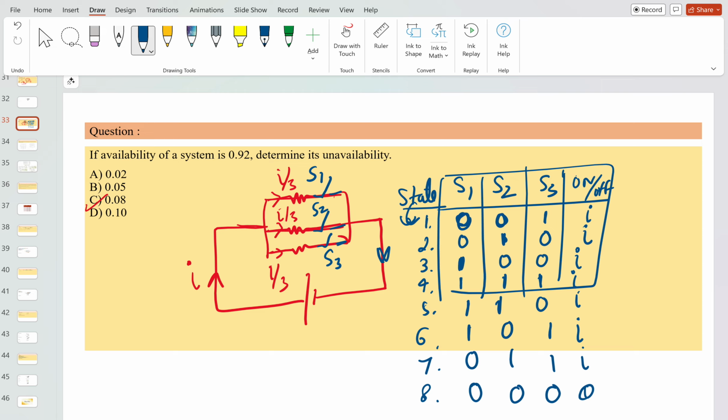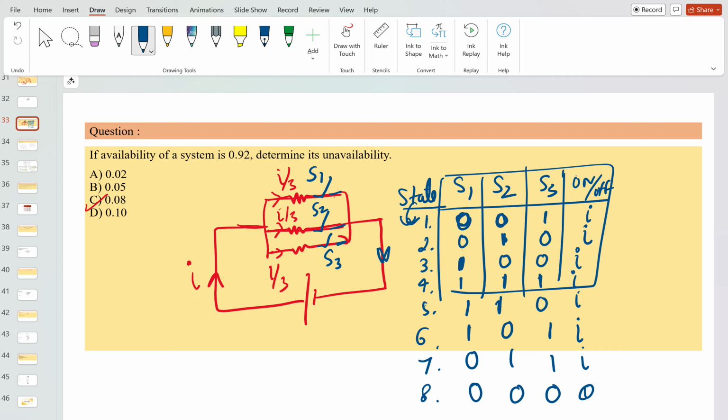So in this system, it is saying that there are three parallel paths. If at least one component is available, then your intended operation can be performed, meaning current can flow. This is a kind of parallel representation of reliability.